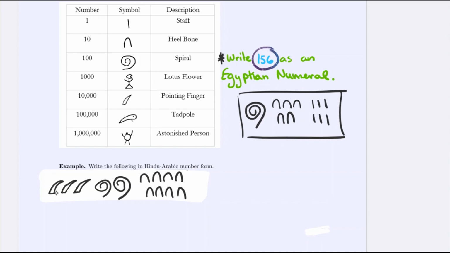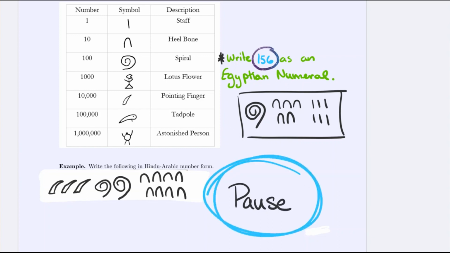So here we've got this written, and this isn't in the notes, this is just one you can write off to the side as an extra example. If you would pause the video now, translate this into our number system, and then unpause to check your work.